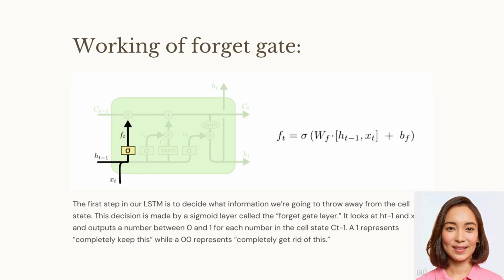Working of forget gate. The first step in our LSTM is to decide what information we're going to throw away from the cell state. This decision is made by a sigmoid layer called the forget gate layer. It looks at h_{t-1} and x_t, and outputs a number between 0 and 1 for each number in the cell state, C_{t-1}. A 1 represents completely keep this, while a 0 represents completely get rid of this.